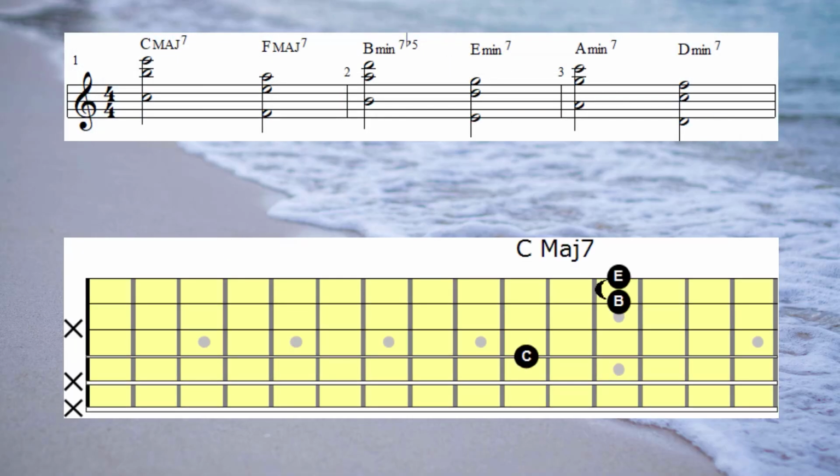Here's the same exercise, only this time we're omitting the fifth in each chord. Therefore, each chord structure in this exercise will contain only 3 notes.